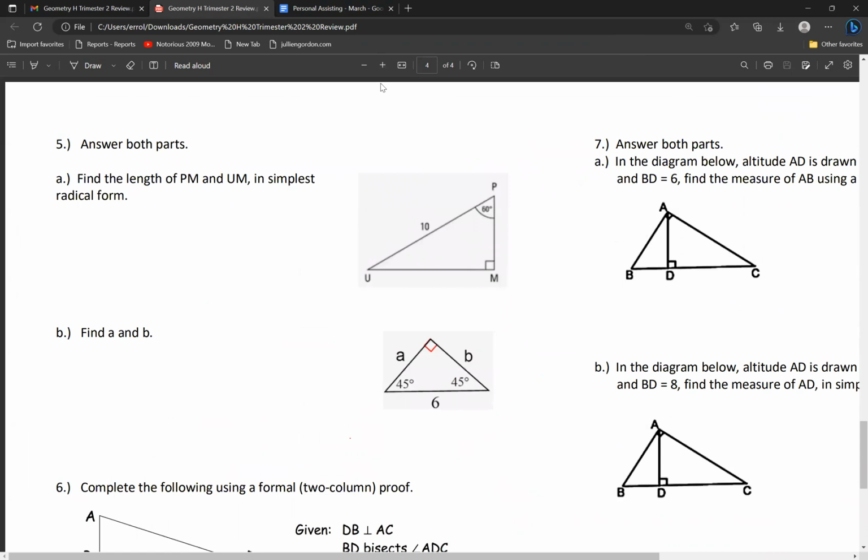Find the length of PM and UM in simplest radical form. Okay, so same type of question. We're looking for PM, which is the vertical distance, and UM, which is the horizontal. So if that's 60, this has to be 30. Okay, now what? What I did was 10 divided by 2, and I got 5, and I put down the 60.